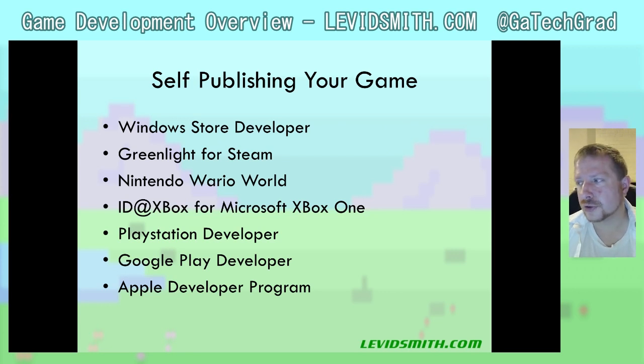Nintendo has a program called Wario World. If you want to get on one of the Nintendo systems like the Wii or the 3DS, they have some strange restrictions, like you must have a lockable room in your house, some strange things like that. If you want to get on the Xbox One, you can sign up for the ID at Xbox program, but they'll admit you into the program, but it's hard to actually get them to allow you to put your game on their system.